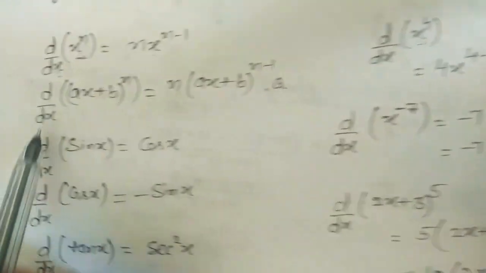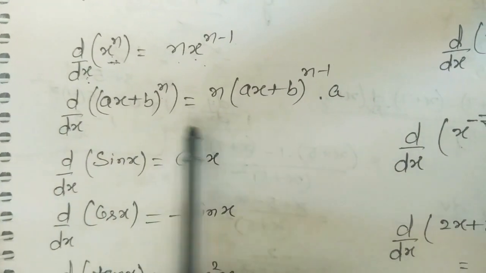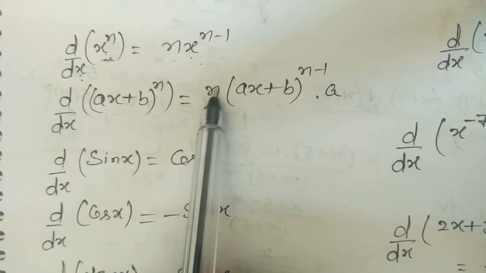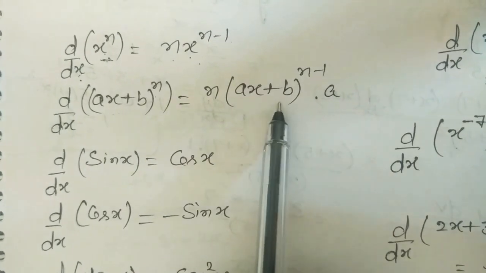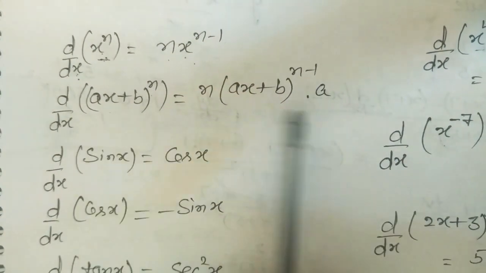Okay. Now come to the next formula. Derivative of (ax plus b) raised to power n. What is the derivative of this? We will take the power ahead, so n into (ax plus b) raised to power n minus 1 into a.